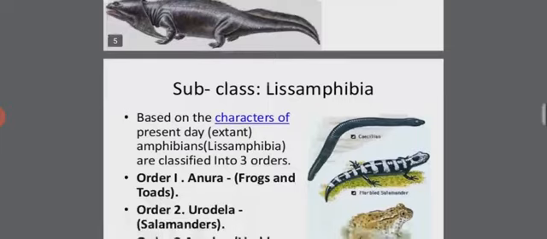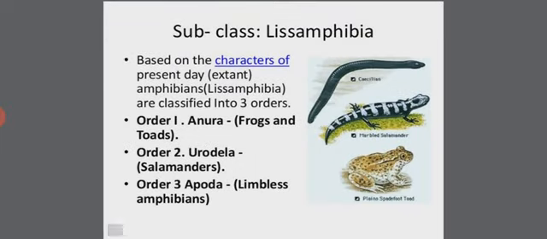Now coming to the subclass 2, Lissamphibia. Based on the characters of present day amphibians, the Lissamphibians are further classified into 3 orders. Some of the examples are shown on the right side of this slide, and it includes 3 living orders. They are Anura, which includes frogs and toads. Order 2, Urodela, which includes salamanders. Order 3, Apoda, which includes limbless amphibians.